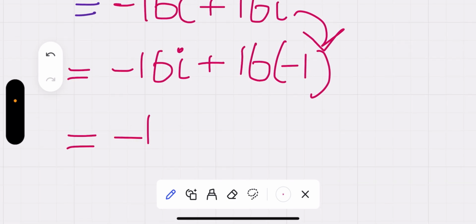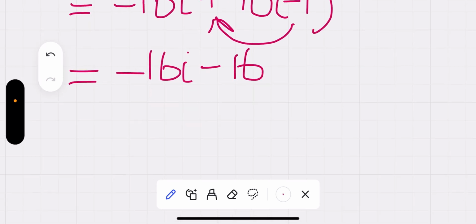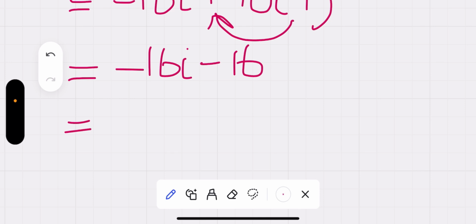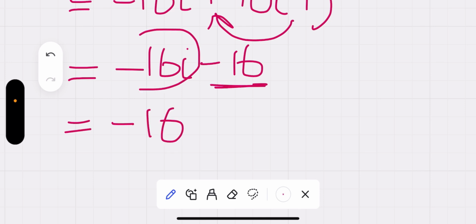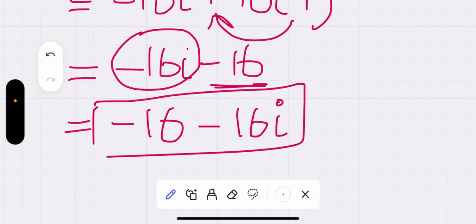So we got negative 16 iota, and this will be multiplied with the addition sign, so we shall get negative 16. Okay, it's better to write the real number first. This is the real part, negative 16, and this is the imaginary part, with which the iota sign is there, so we shall write it later. It's the standard notation of complex numbers.